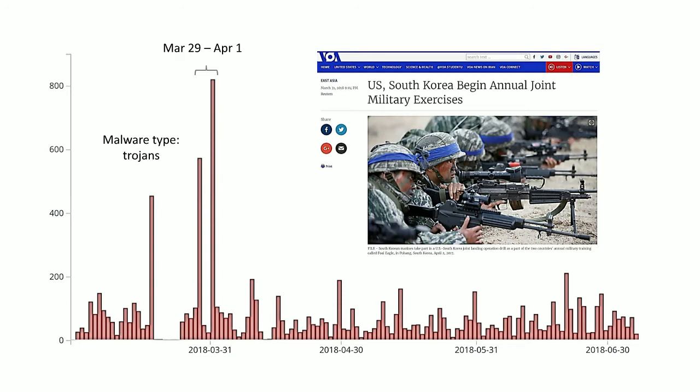But think about it: Russia, North Korea, China, Japan, Vietnam, Philippines, Taiwan. All of these countries, they're also very interested in what's taking place. So that's why we see this super spike in Trojan detections, right, during this period.